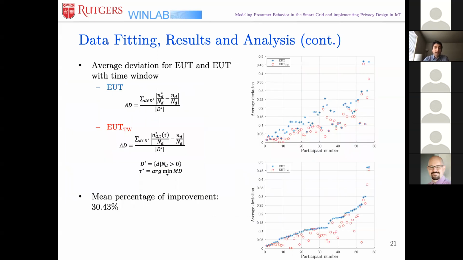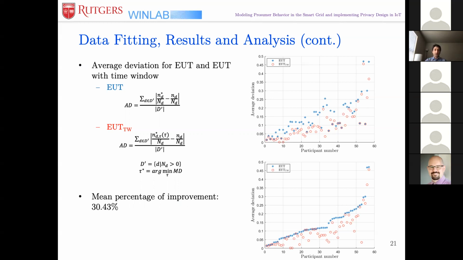These figures show for each model the mean deviation between the number of units predicted to be sold and the number of units actually sold by a participant. Each of the 57 participants is represented in the figure by a pair of marks, one for average deviation of their data from the EUT prediction and the other for average deviation from the EUT with a time window prediction with the best fit of model parameter tau. The mean percentage of improvement of EUT with a time window is more than 30% over EUT.